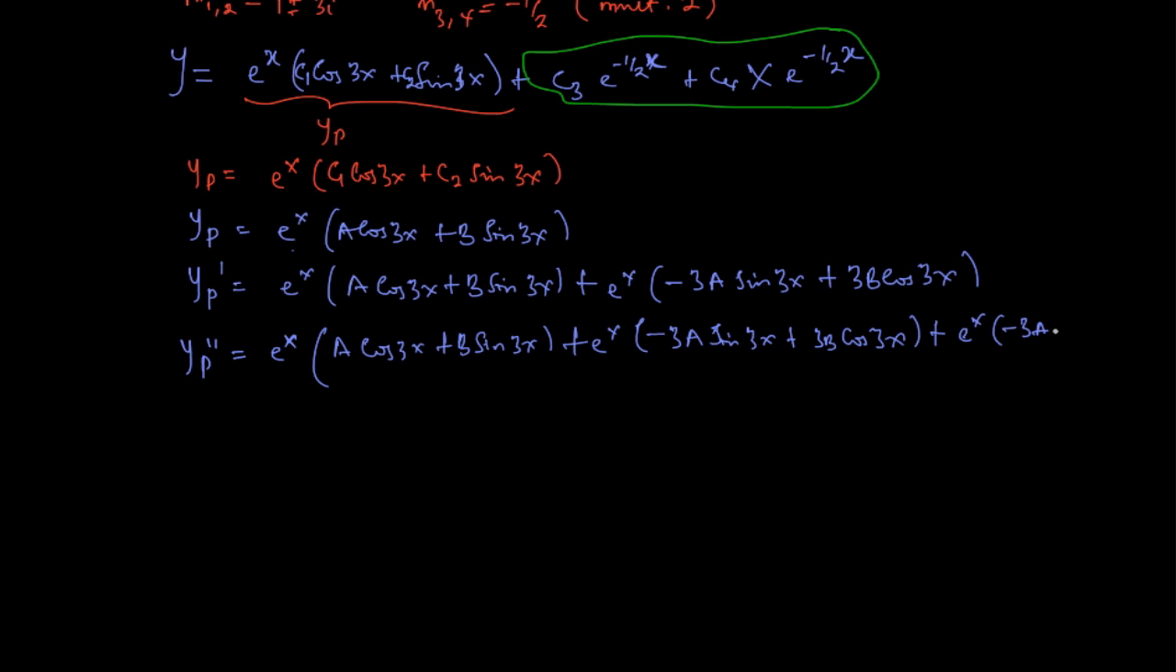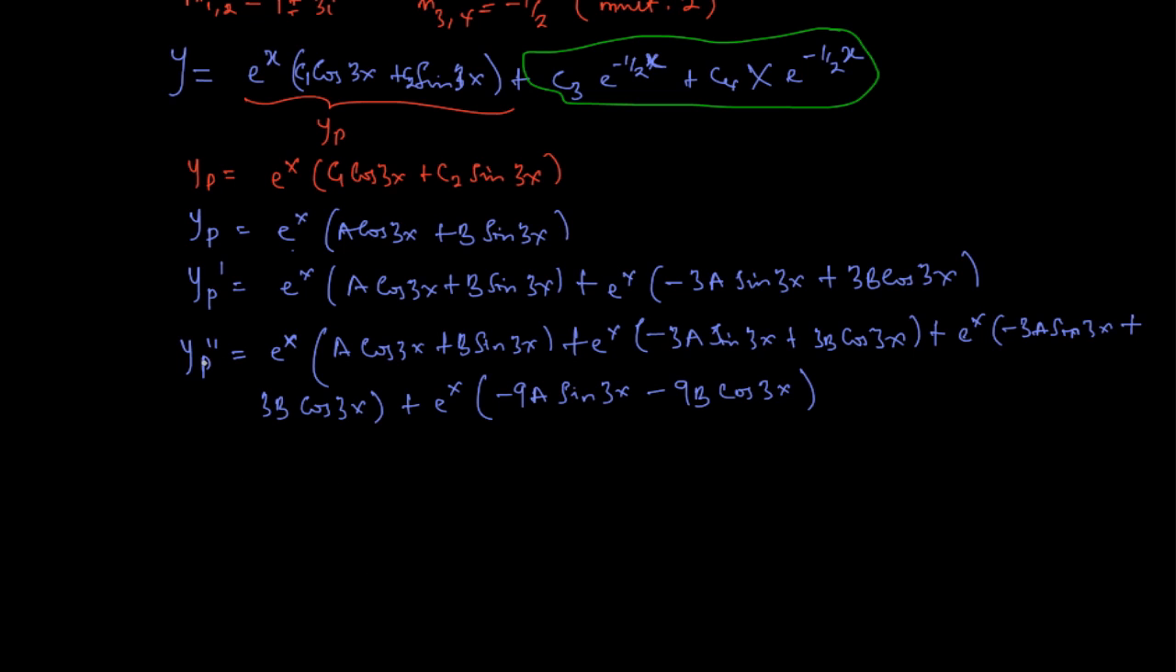minus 3a sine of 3x plus 3b cosine of 3x, then plus e to the power x into minus 9a sine of 3x minus 9b cosine of 3x. So all I just did is differentiating this whole thing, and then we come here. I believe it should be a piece of cake for us.